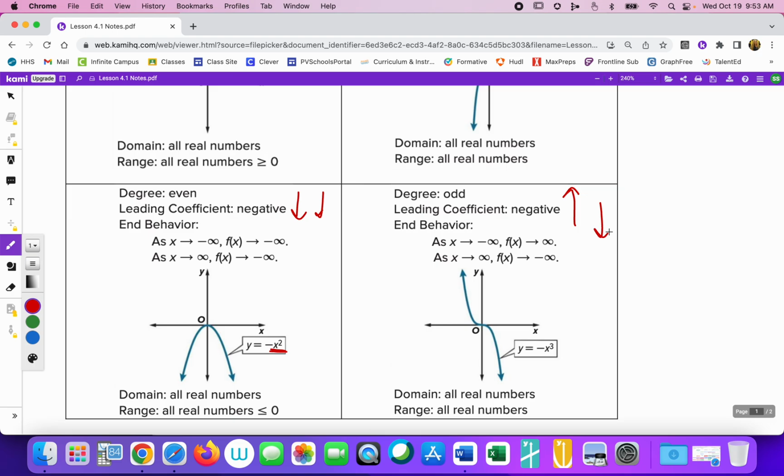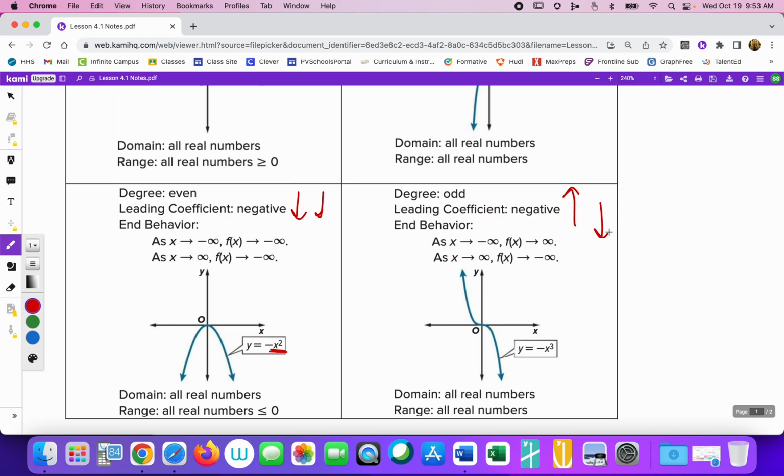Now you're not always going to be given a graph. It's going to give you a function, so that's why you need to know even ones go the same direction, either both up or both down. Odd ones go opposite directions. It's either down to up or up to down. So that you need to know, and that's dependent on whether it's negative or positive.